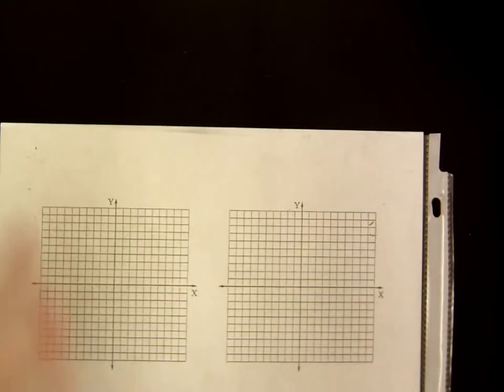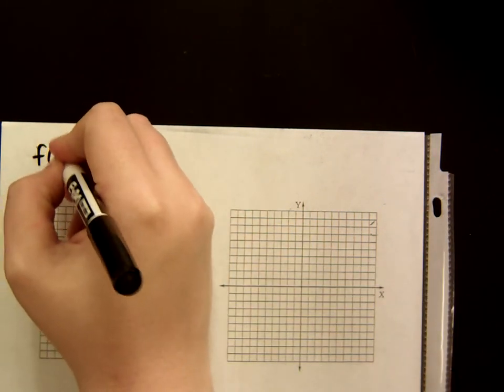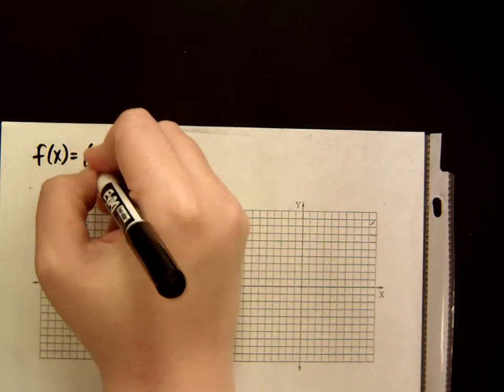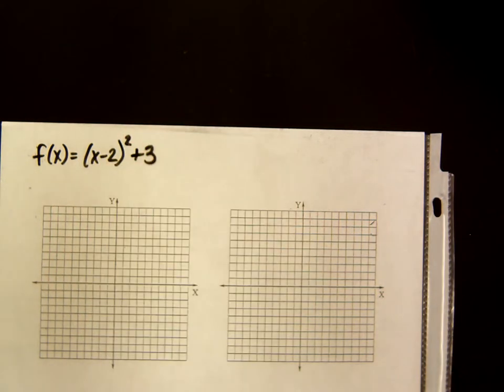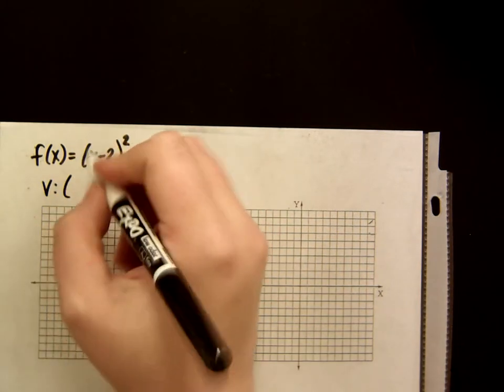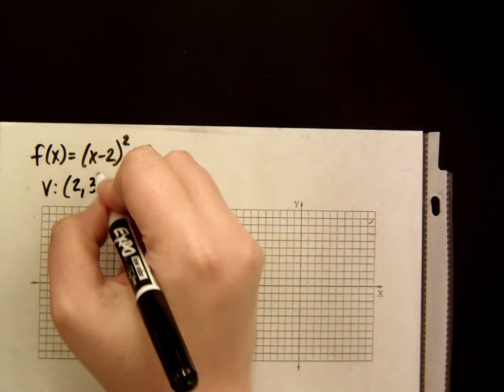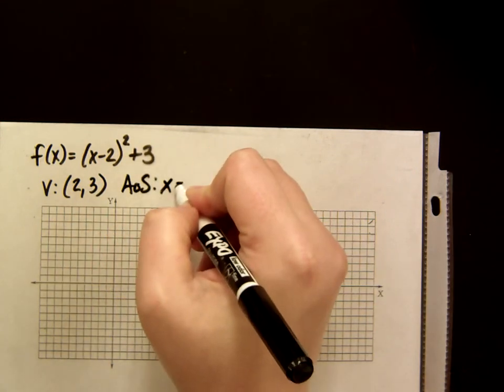Now, we can also use it when graphing. So let's look at a couple of graphs for quadratics. So if I had f of x equals x minus 2 squared plus 3, I can tell just by looking at it that the vertex is at positive 2, positive 3, and that the axis of symmetry is the line x equals positive 2.